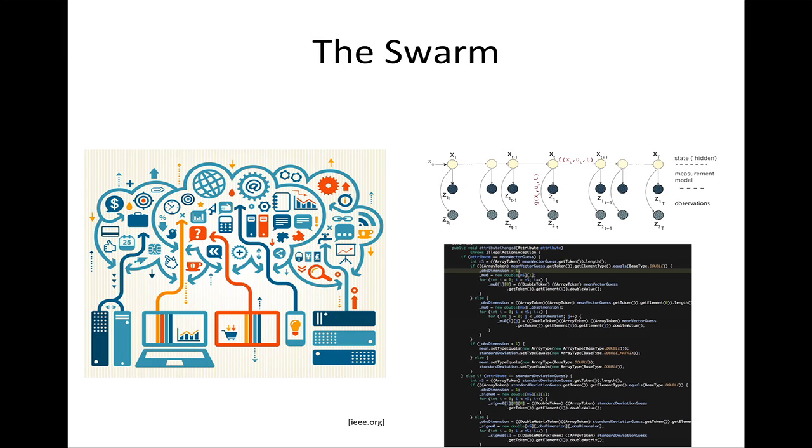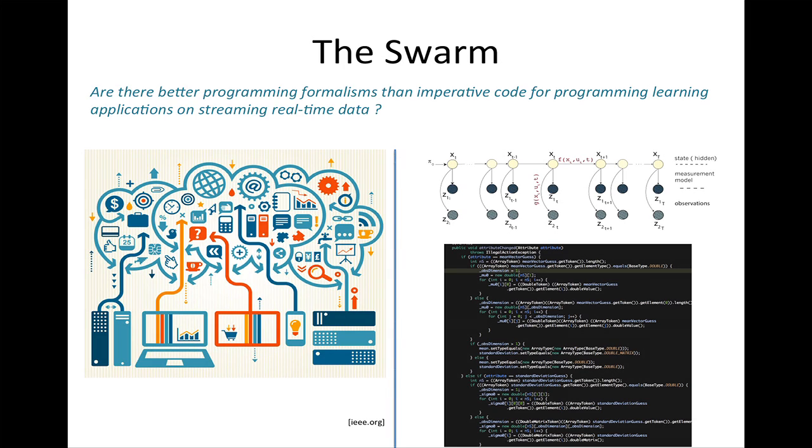in a streaming manner. So the research question we're addressing is, are there better programming formalisms than using imperative code that can exploit the streaming nature of the data, as well as provide a composable interface for designing these big data applications for the swarm?